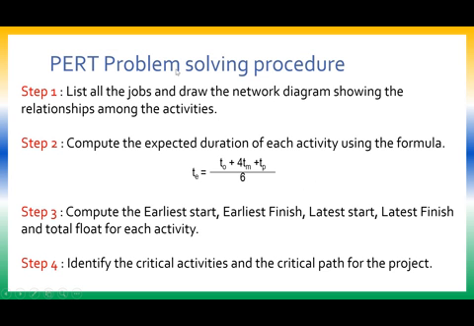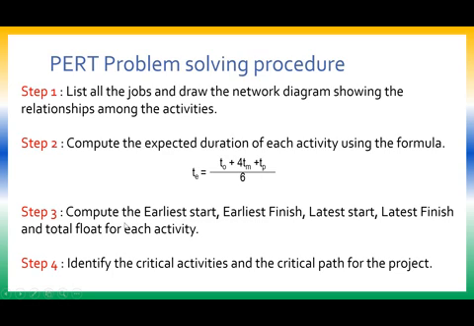So now a brief algorithm or the steps or the procedure of solving a PERT problem. Step 1, list all the jobs, draw the network diagram showing the relationship among the activities. And for every activity you will be given 3 time estimates: optimistic, pessimistic and most likely. So what we are supposed to do, compute the expected duration of each activity using the formula TE is equal to (TO plus 4TM plus TP) whole divided by 6.